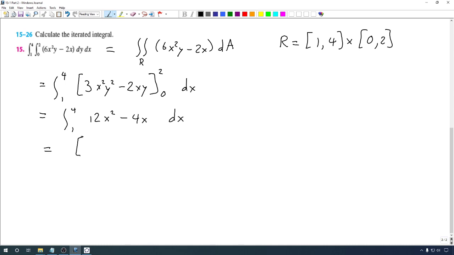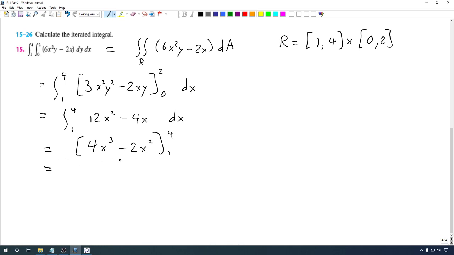Now, at this point, it's just a regular Calc 1 integral. We don't have to worry about partial integrals or partial derivatives or anything like that. What is the integral of 12x squared minus 4x? I might have said derivative, but I mean the integral of this. Well, the integral of x squared is 1/3 x cubed. 1/3 of 12 is going to be 4, so we'll get 4x cubed. The integral of x is, again, 1/2 x squared, but 1/2 of 4 is 2, so you get minus 2x squared. We're evaluating from 1 to 4.